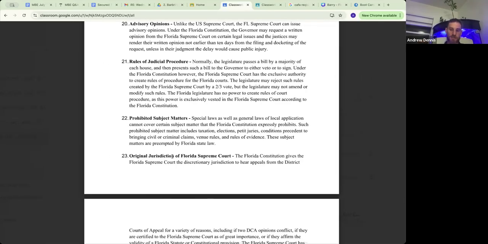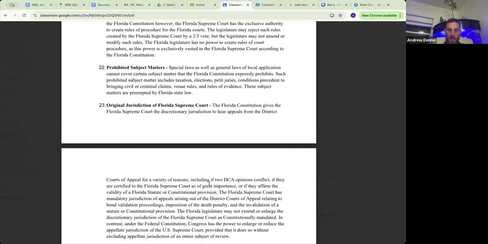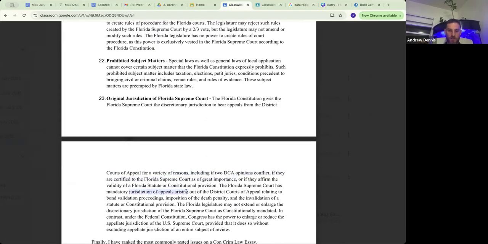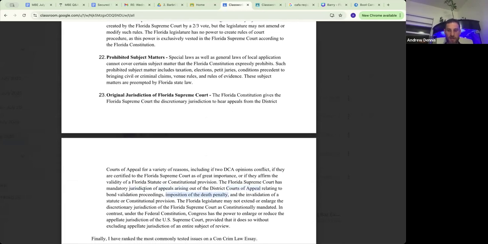The Florida Supreme Court has original jurisdiction over certain matters, right? Two DCA opinions, mandatory discretion for bond validation proceedings, imposition of the death penalty, and the invalidation of a state statute or constitutional provision.